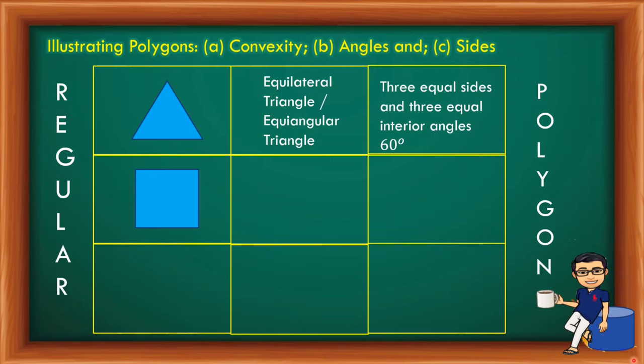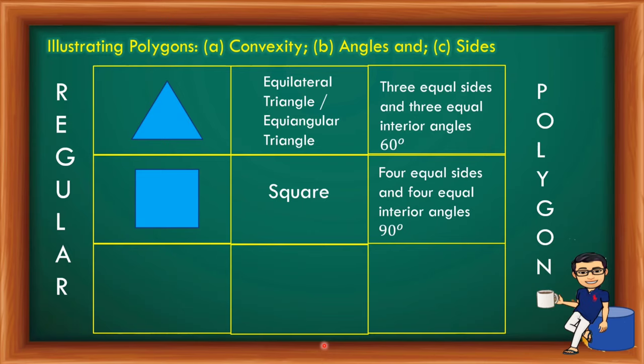If we have this regular polygon which is square, so ibig sabihin, same ang sukat ng side, yan lahat. So, sabi ko nga, ang tawag dyan ay square. Siyempre, that's a quadrilateral, pero we are talking of square na four-sided. Pero nagko-concentrate tayo sa square kasi nga we're talking of regular polygon. So, yan naman, four equal sides.